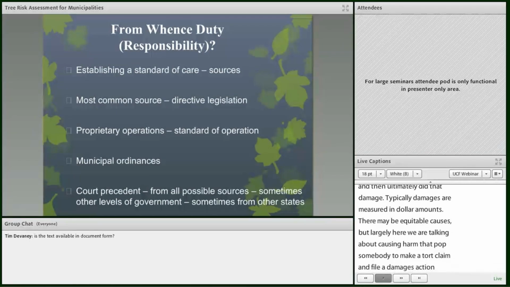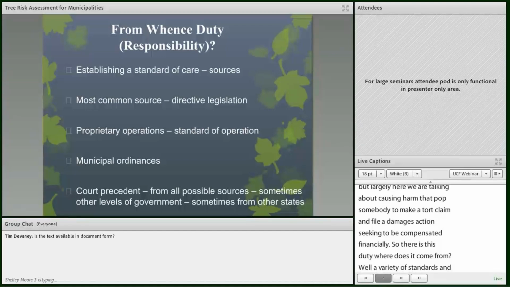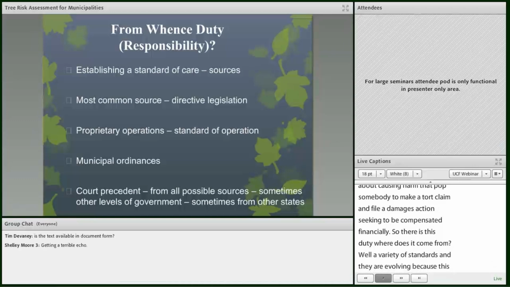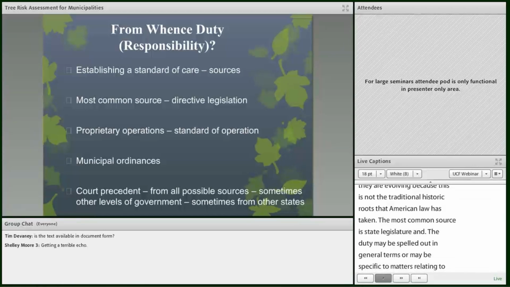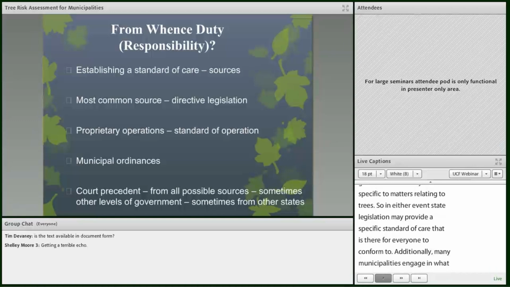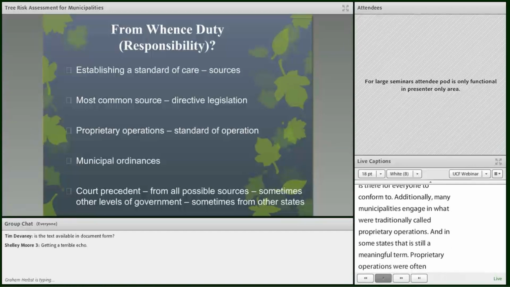So there's this duty. Where does it come from? Well, there are a variety of standards, and they're evolving because it is not the traditional historic route that American law has taken. The most common source is state legislation. The duty may be spelled out in general terms, or it may be specific to matters relating to trees. So in either event, state legislation may provide a specific standard of care that is there for everyone to conform to. Additionally, many municipalities engage in what were traditionally called proprietary operations. And in some states, that's still a meaningful term. Proprietary operations were often activities that were, quote, non-governmental, meaning that private parties could also engage in them.